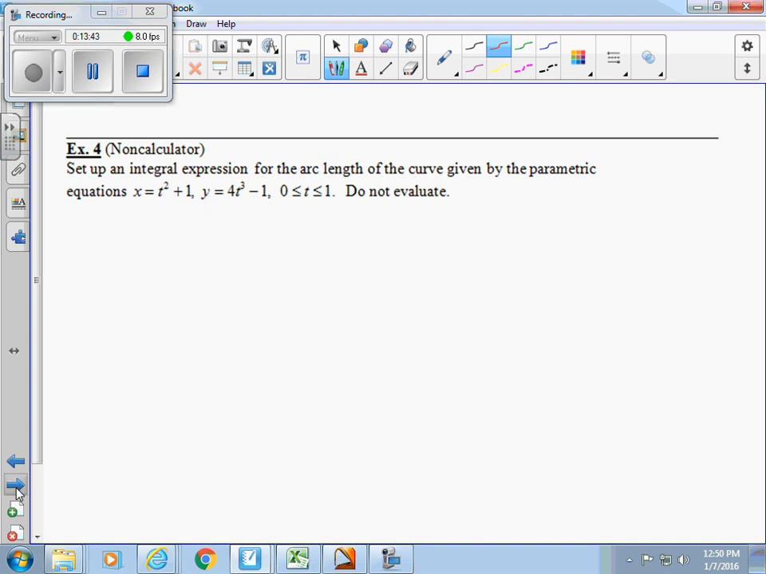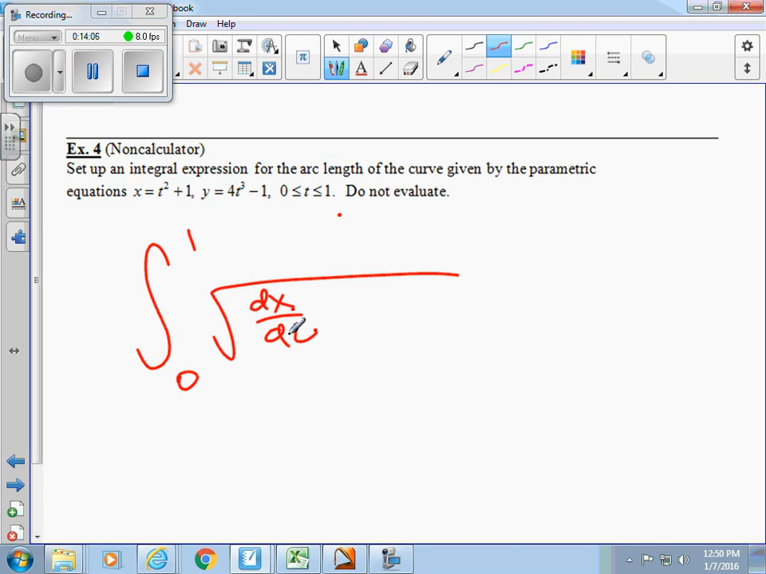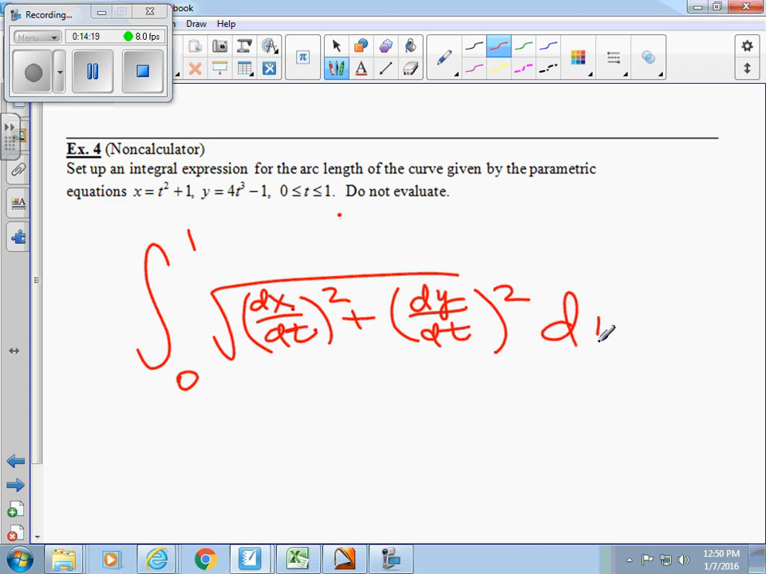Okay, are we ready to try this problem? Okay, first of all, you tell me the formula. What is it? Okay, so I'm going to go ahead and say 0 to 1. And then the square root of dx dt squared plus dy dt squared.